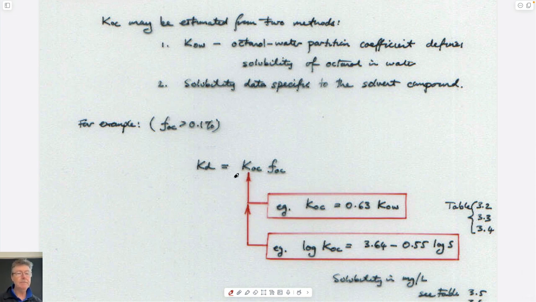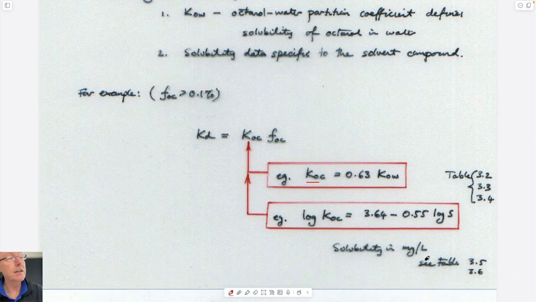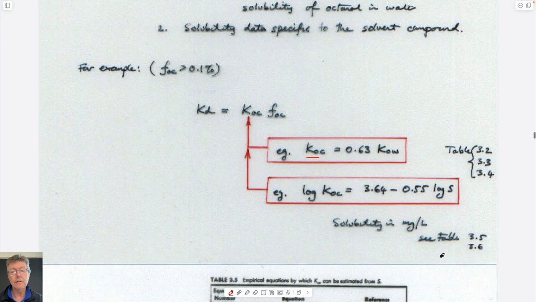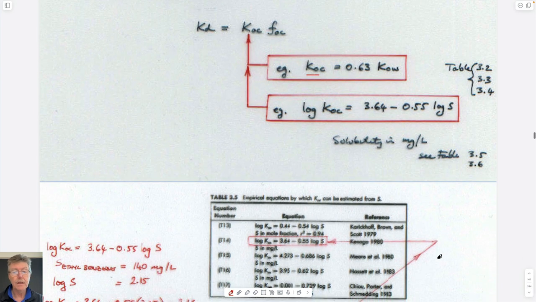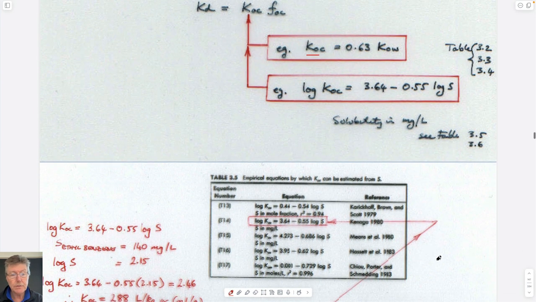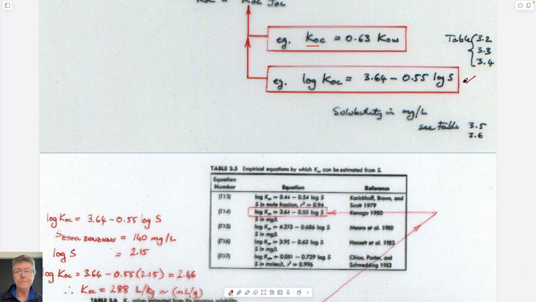If we want to get KD, we can get it from knowing the organic carbon fraction and the organic carbon partition coefficient. And we can get that in one of two ways, by linking it to the octanol water partition coefficient or the solubility of that solvent in groundwater. These are taken out of Fetter. They're pretty rough figures that I have here, unlike the rest of my slides, which are of course perfect. Let's go through a couple of examples. I guess we do the second one first.